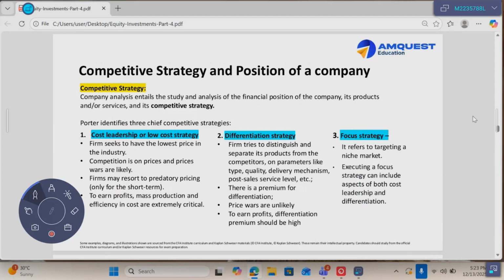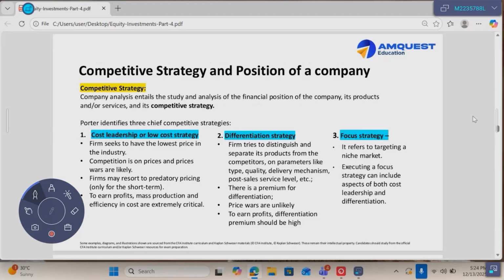But after Zerodha, we have Groww and then we have 1 Paisa. We have many firms which came into the market and they disrupted the industry. So competition is on the prices and price wars are likely. So over here, the firm is competing on the price. It is not competing on the product.